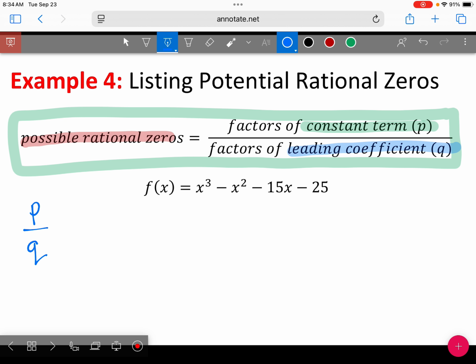But we have to know what numbers to even try. Because if that 0 is not a possibility, we don't want to waste our time doing a test on something that's not even a possibility.